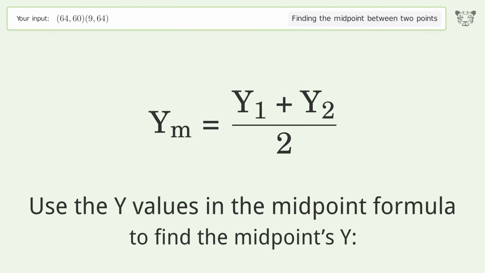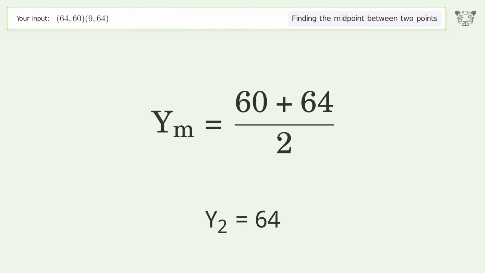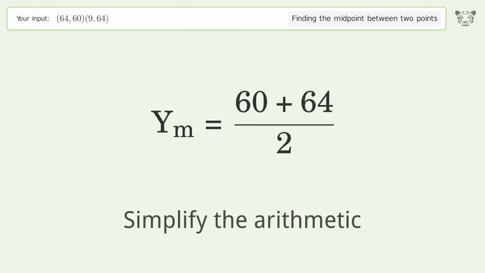Use the y values in the midpoint formula to find the midpoint's y. y1 equals 60. y2 equals 64. Simplify the arithmetic.